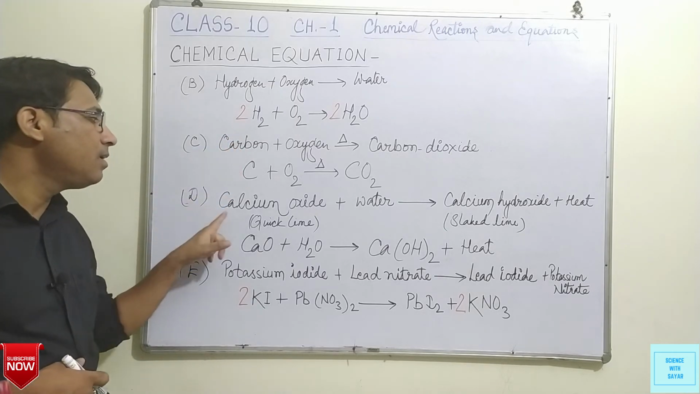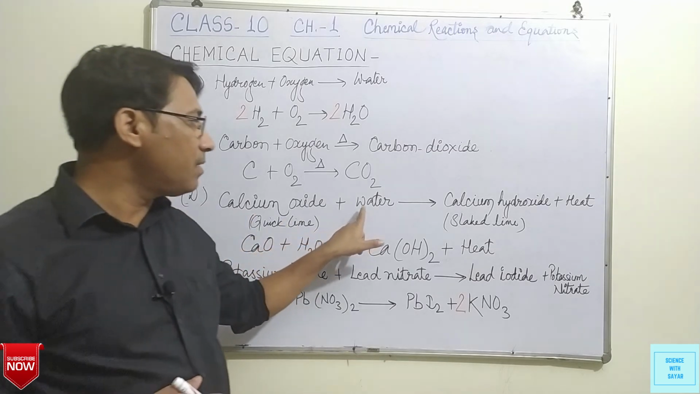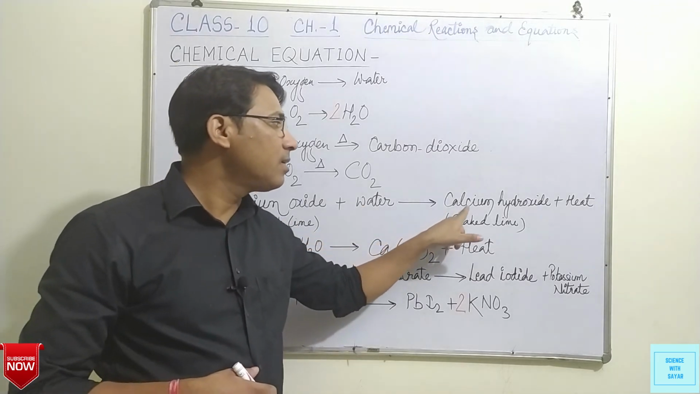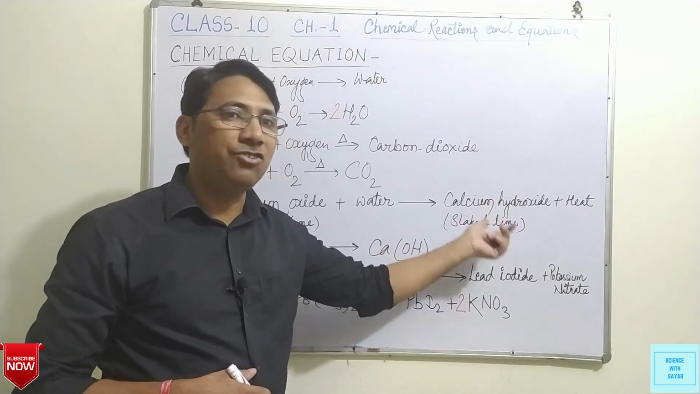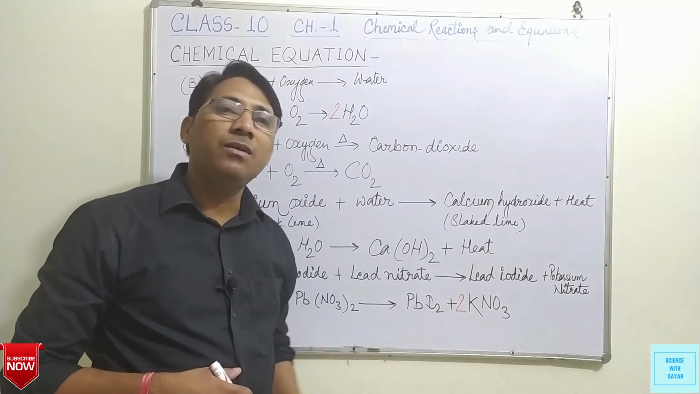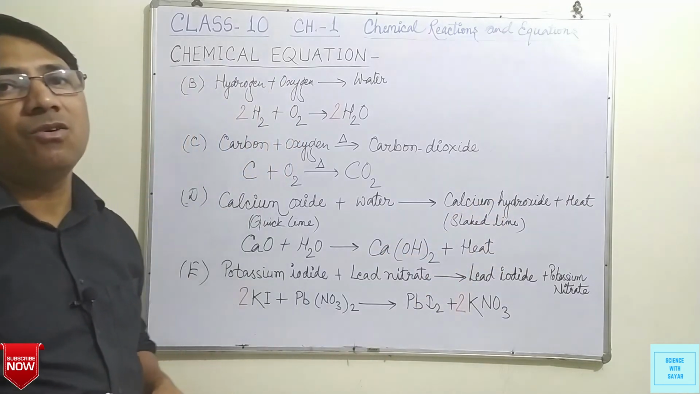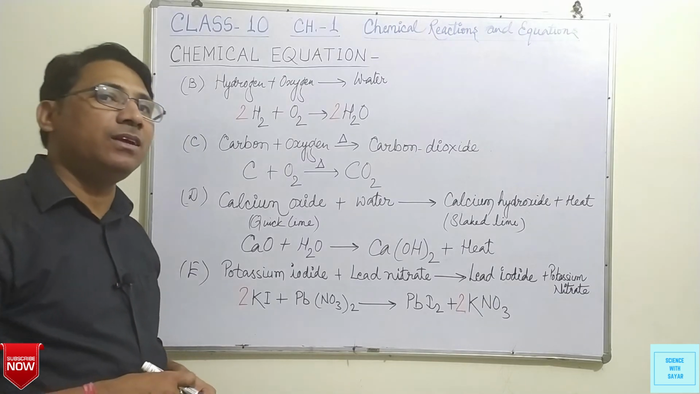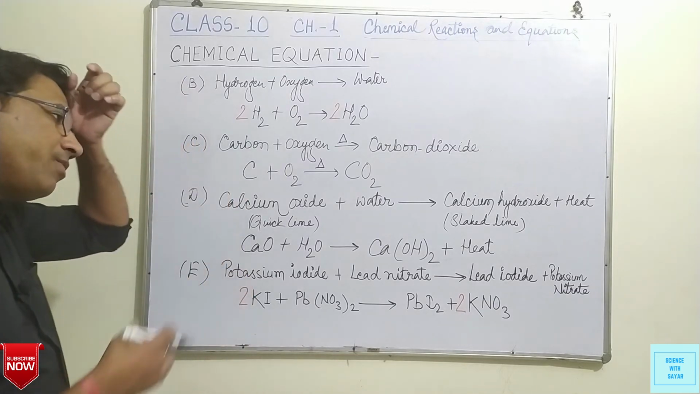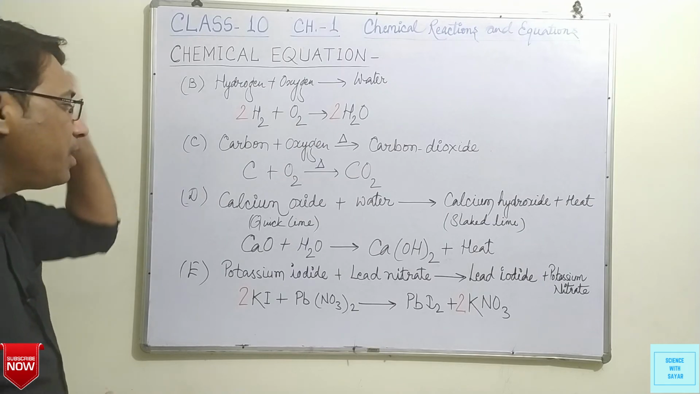Fourth example, calcium oxide plus water, and calcium hydroxide and heat are the products. It means heat is also released, evolved in this reaction. This type of reaction is also known as exothermic reaction.